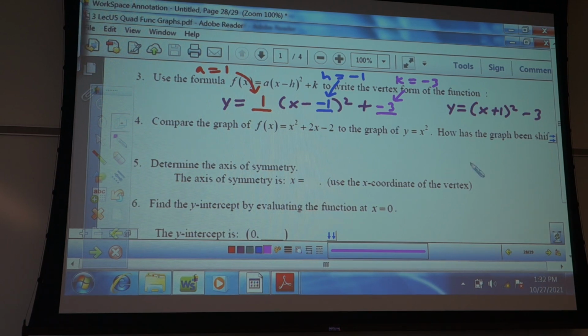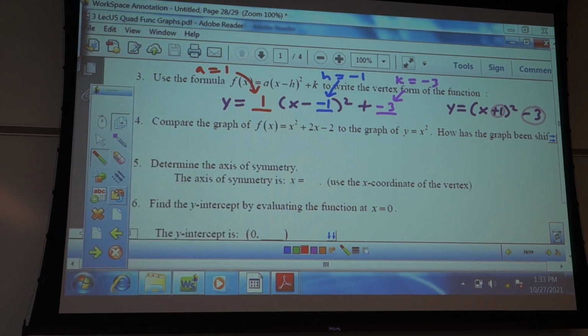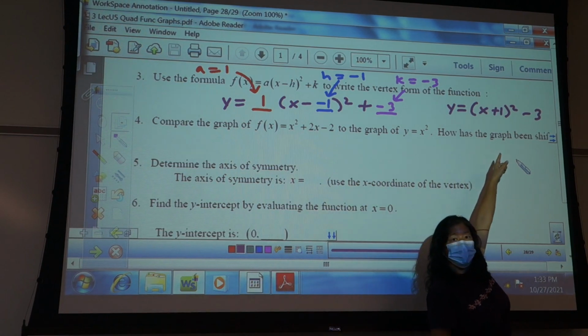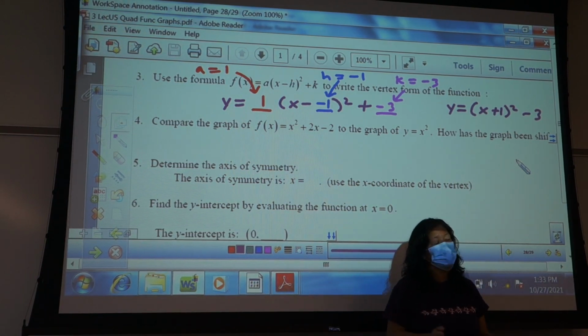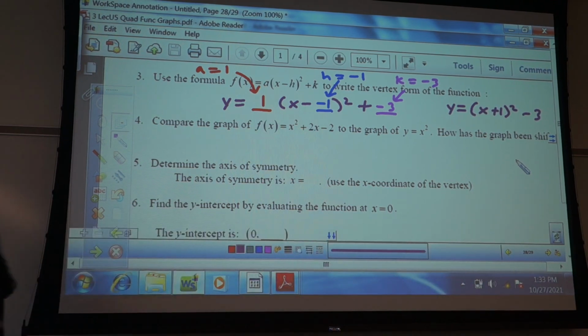All right, so now we're going to compare this to the graph of y equals x squared. How has it been shifted? So shifting, we're looking at the inside and the outside, right? So how has it been shifted? On the inside, it's left one, down three? Yep. So on the inside, it's +1. Everybody agree? The inside is +1. So remember, the inside is the opposite. So +1 means left 1. So left 1, that's the first part.